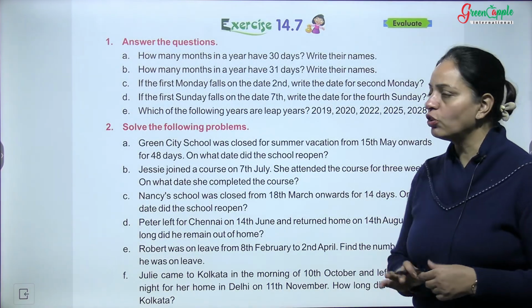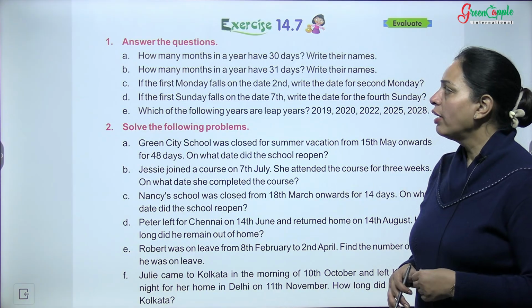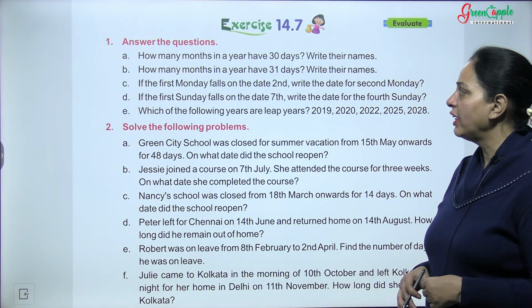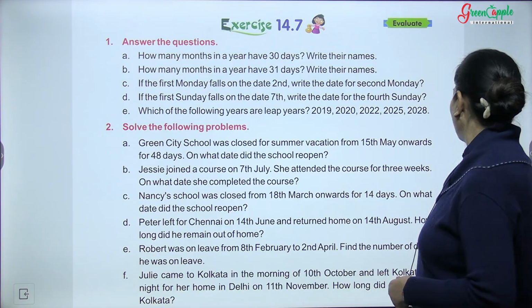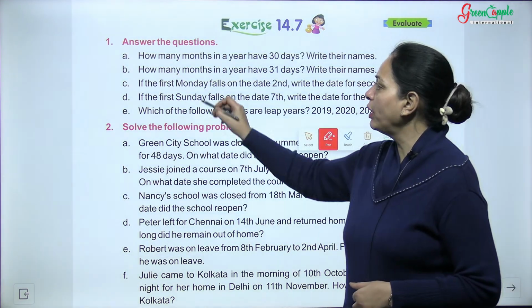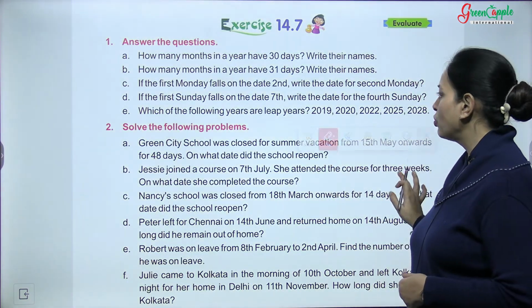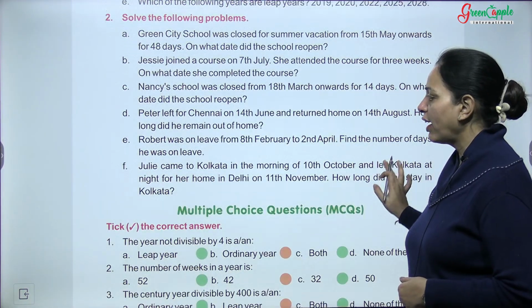Now exercise 14.7, question number 1. Answer these questions. A part, how many months in a year have 30 days? 4 months, and write their names. You can do it. B part, how many months in a year have 31 days? 7 months. Write their names. You can do it. Similarly, you can try the second question.